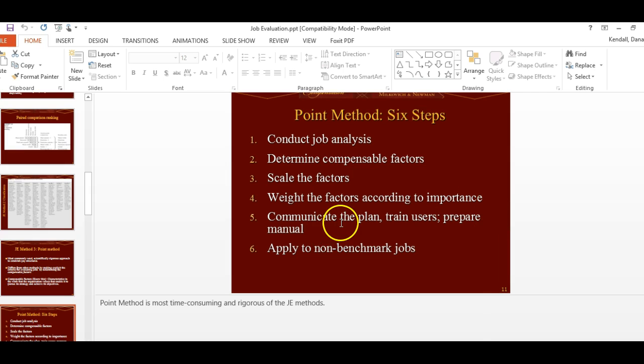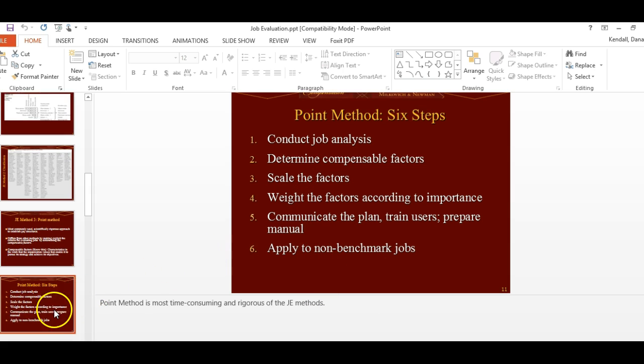Then we want to communicate the plan, train users on the plan, prepare manuals or whatever else we need to communicate to the stakeholders what we're doing. And then after we are done with the benchmark jobs, we're going to apply these compensable factors and all of these different steps to the non-benchmark jobs.